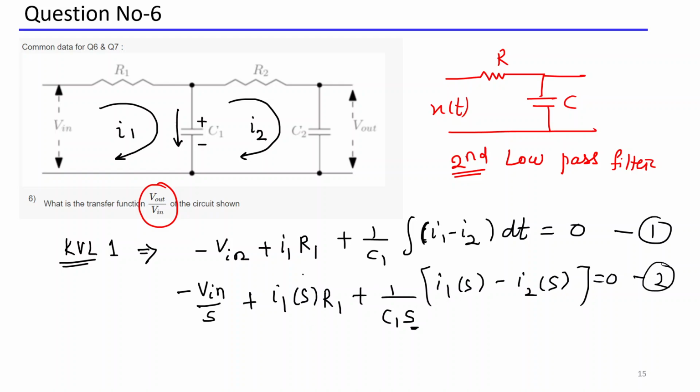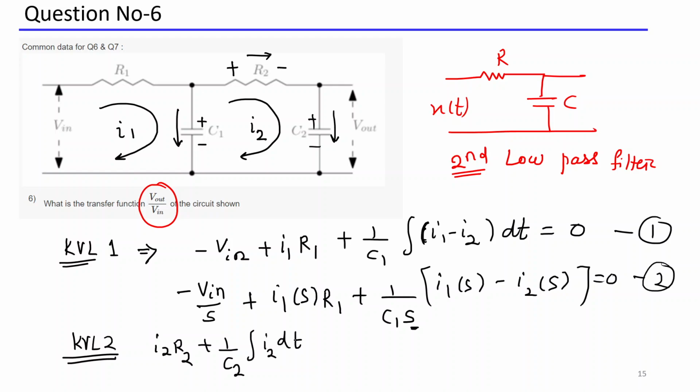So after writing this equation, similarly write down KVL 2 for the second loop. For the second loop, you move in this loop and write down the equation. The current flows from positive to negative in any passive element, and the current direction is this way. That's why I'm taking directly here I2 R2. Here in the capacitor the current is again moving downward. So what is that value? 1 by C2 and integration of I2 into dt.